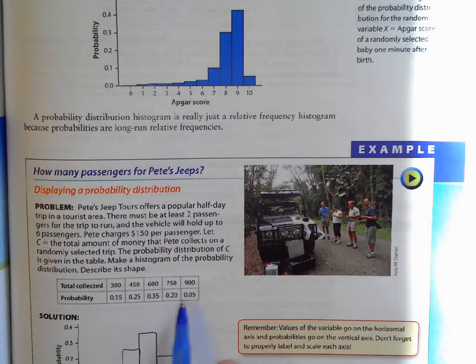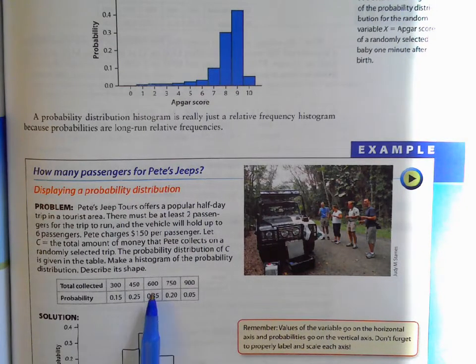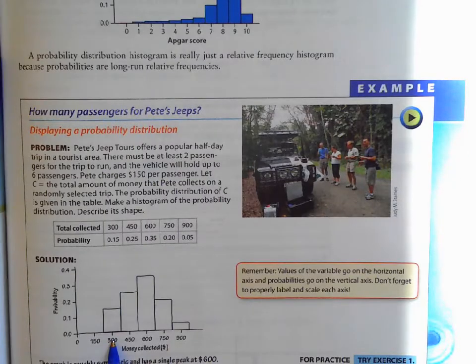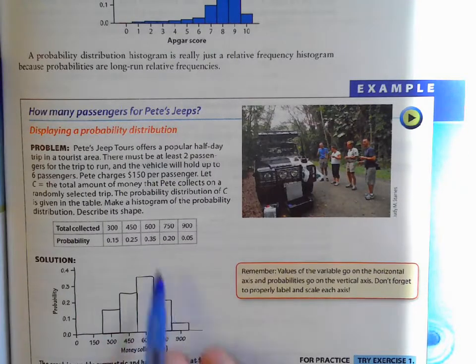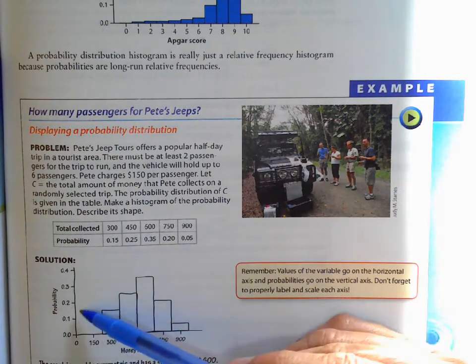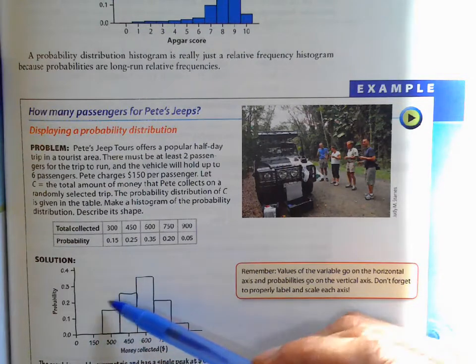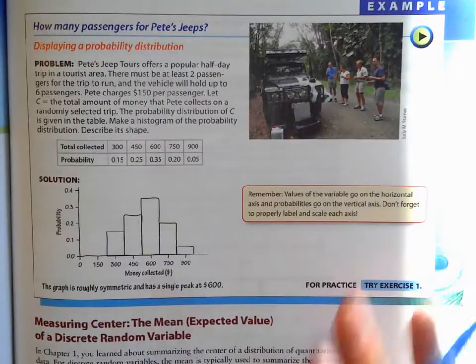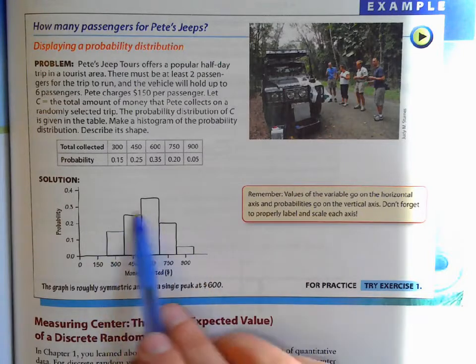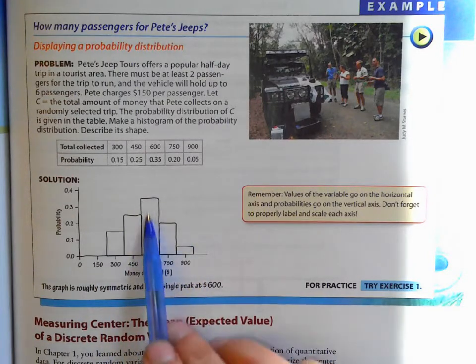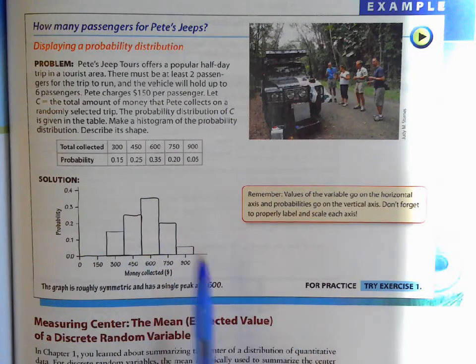So if we make a histogram out of this, we have $300, 450, 600 and so on. Those are our discrete categories, and then our probabilities. This one happened 15%, this one happened 25%, etc. So describing it, it's roughly symmetrical. Not exactly symmetrical, but roughly symmetrical, and it has a single peak in the middle at 600.